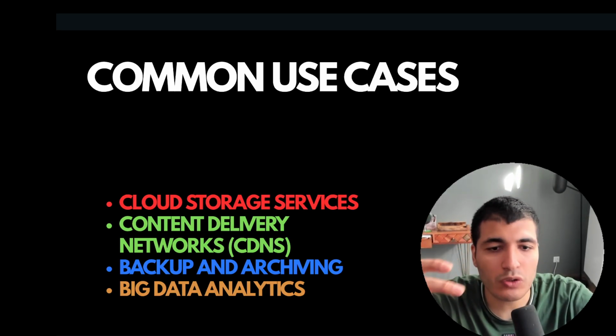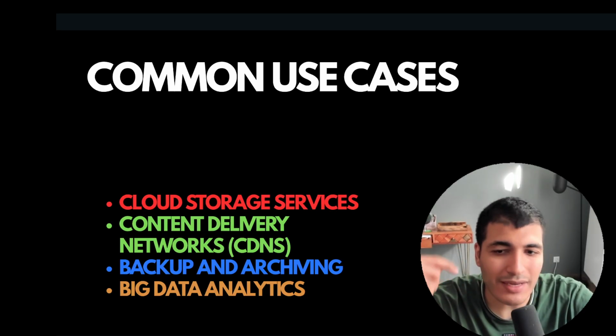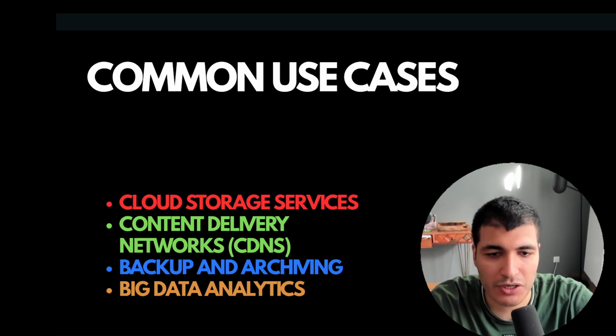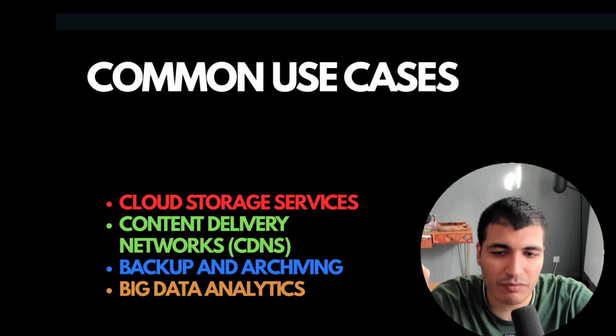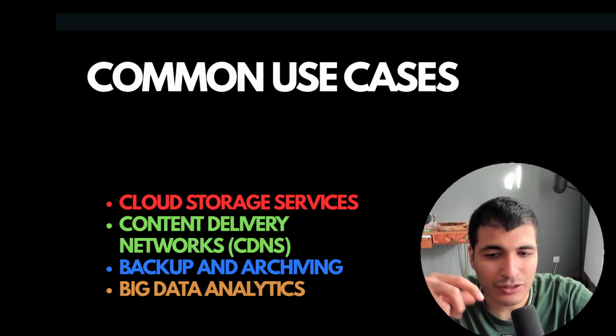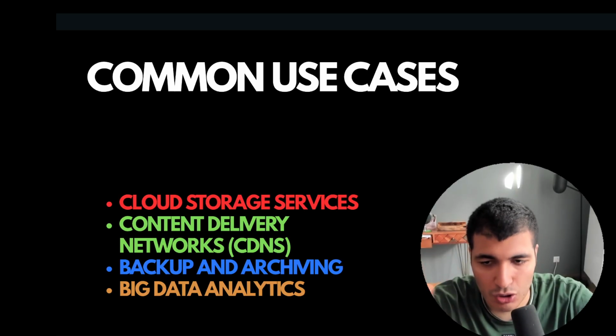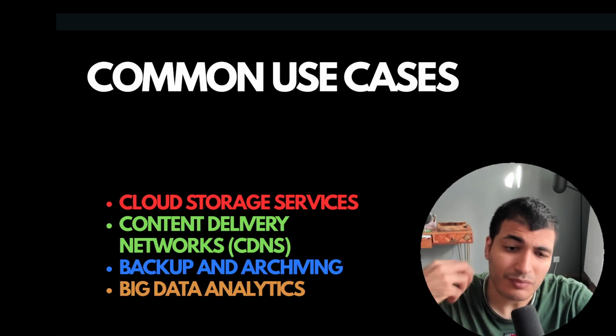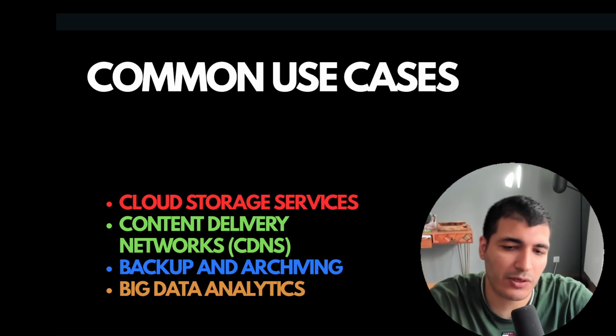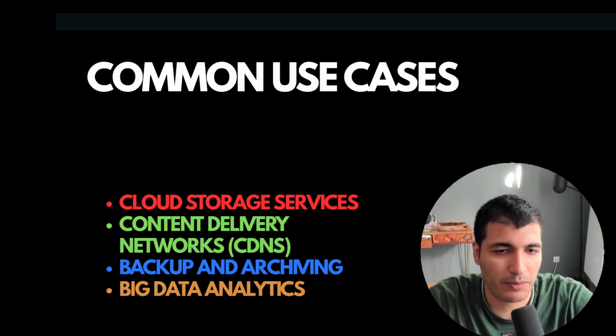Number two, we have content delivery networks. When you access websites with lots of images and videos, chances are that content is being delivered to you through a CDN. CDNs rely heavily on object storage to effectively store and distribute static content like those images and videos across a network of servers located geographically closer to users. This makes websites load much faster and provides a better user experience.